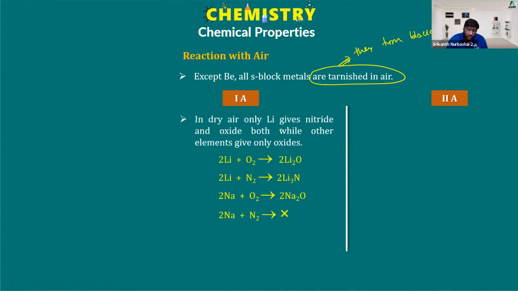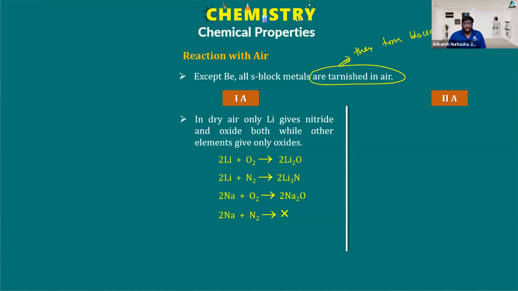Like in dry air, only lithium gives nitride and oxide both, while other elements give only oxides. Understand this point carefully. In dry air, only lithium gives oxides as well as nitride, but all the remaining ones give only oxides. Whereas in group 2A, in dry air, beryllium, magnesium, calcium, strontium, barium, all of them form nitride and oxide both.